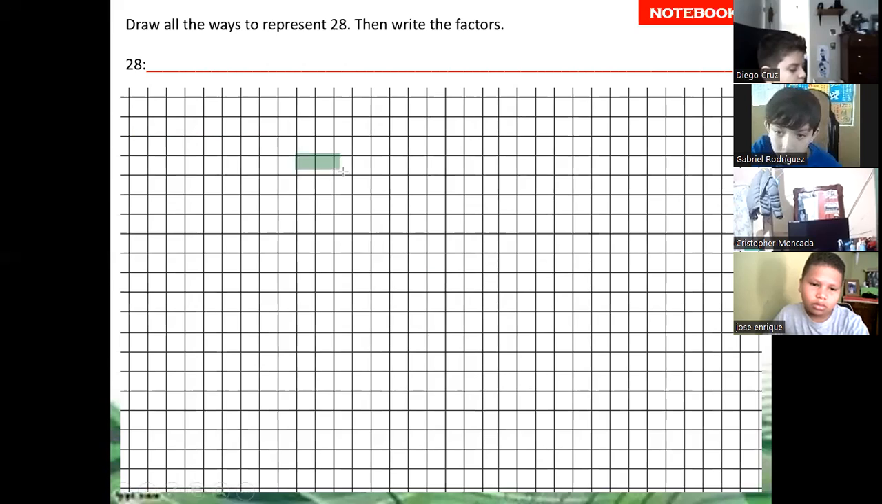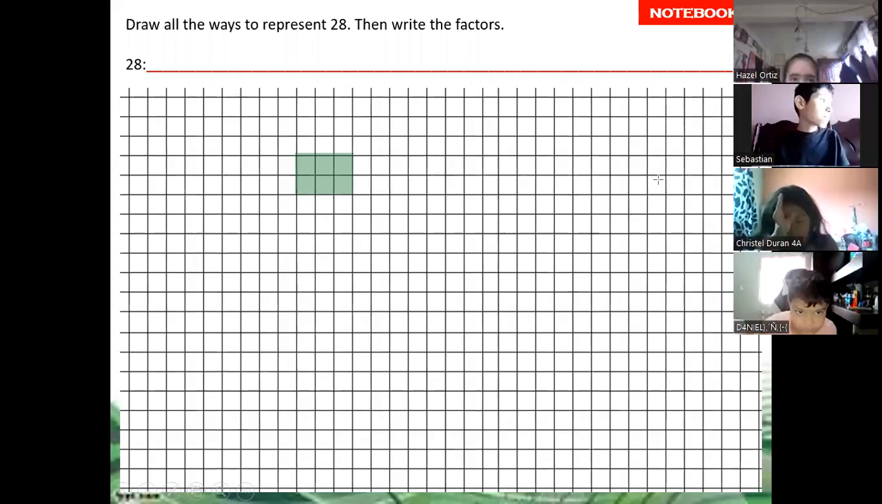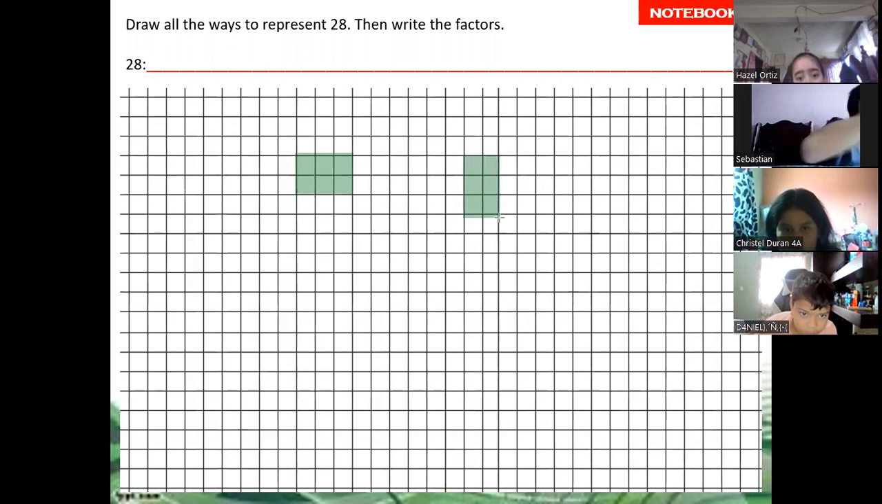Another one, for example, this one. What are the factors of this model? 3 and 6. Oh, pay attention. 3 times 6 equals 18, but the model is not like this. This is 3 times 2.